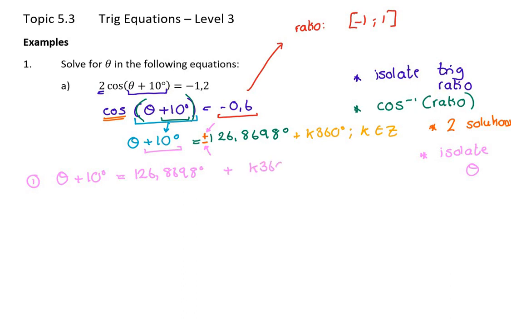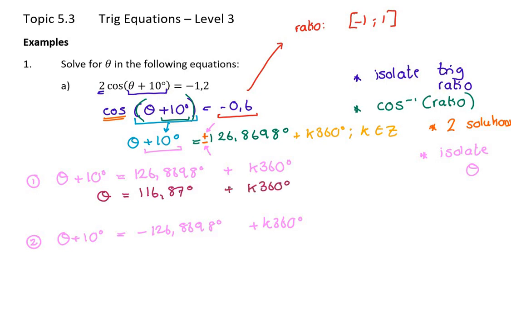I've already said that k is an integer, so I don't have to say that again. Or my second solution is when theta plus 10 degrees is going to be equal to negative 126,8698 degrees plus k 360. Now I'm just going to subtract 10 on both sides, and since it's finally my final answer, I can round off to 2 decimal places. So I get 87, and this is still plus k 360.